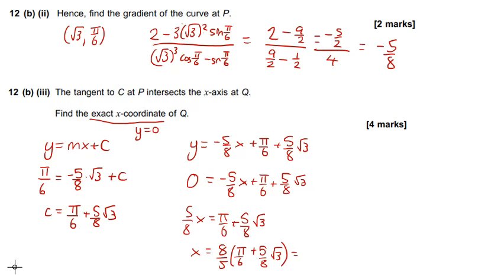And you can expand that bracket. So in the first one, I've got 8 over 30, which is the same as 4 over 15. So 4 over 15 pi. And then you can see for the second term, the 8s and the 5s cancel, and you've just got √3 left over. So the x coordinate is that.